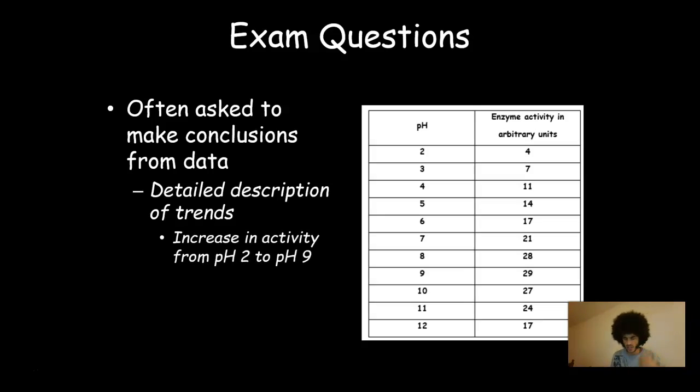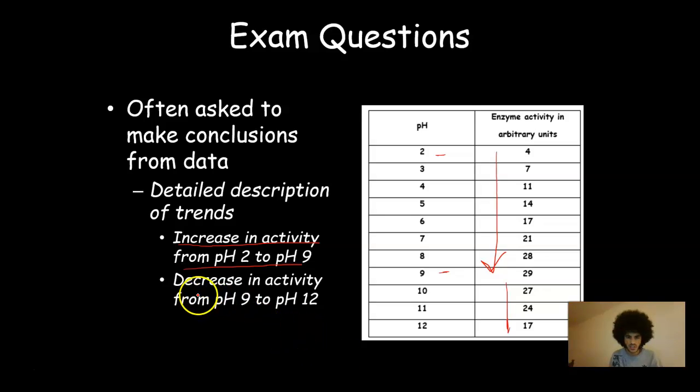So if you look at this bit of data here, you can see that as I go from pH 2 to pH 9, the activity goes up, all right? So you can see it increases from there to there. And that would be your first statement: increase in activity from pH 2 to pH 9. And then you can see it goes from pH 9 to pH 12, it goes down, and that would be your second statement.